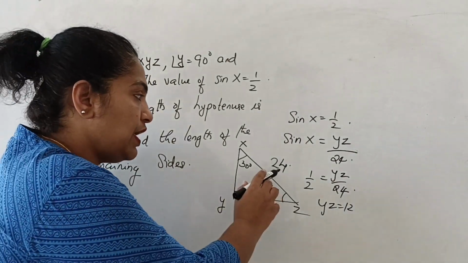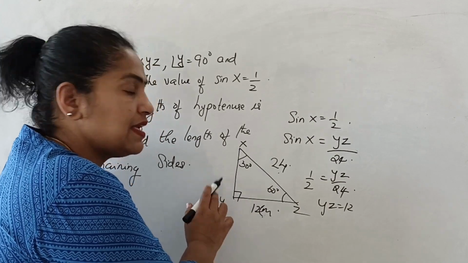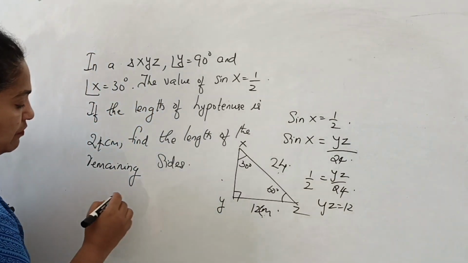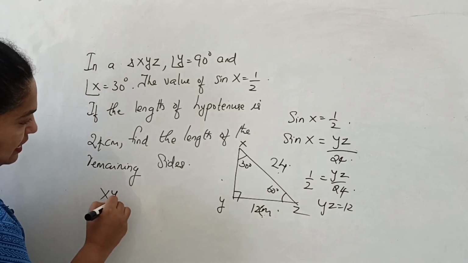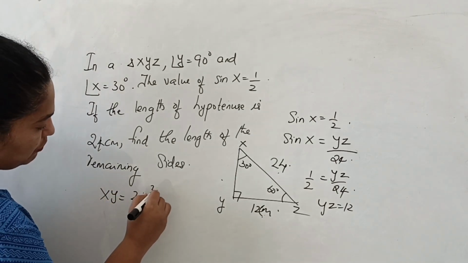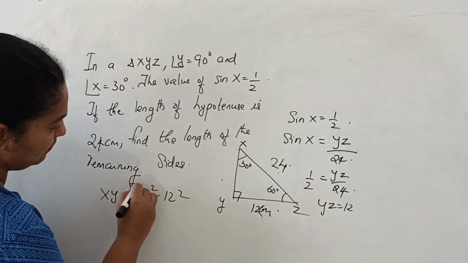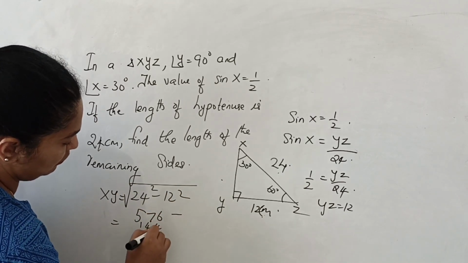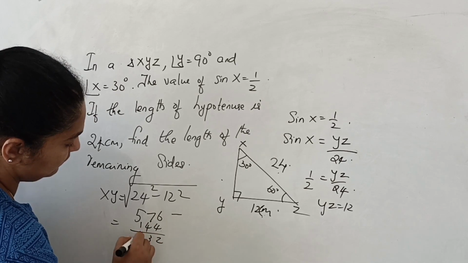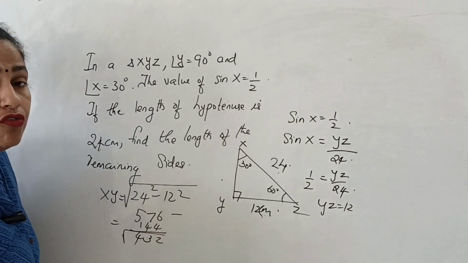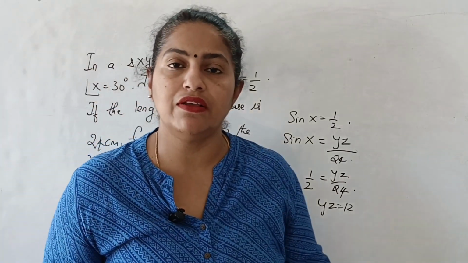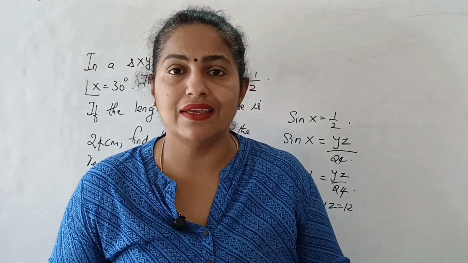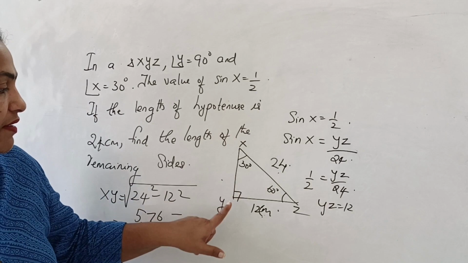Okay. I know the hypotenuse, I know the base. Can I find the third side? I can directly use Pythagoras theorem, which is XY is equal to the root of 24 square minus 12 square, which is 576 minus 144, giving us root of 432 centimeters. You can simplify it, bring it down to a lower level, and that is the length of XY.